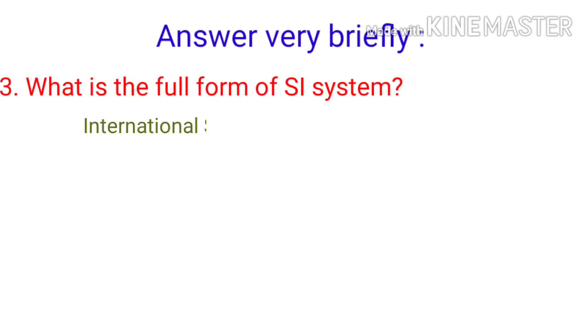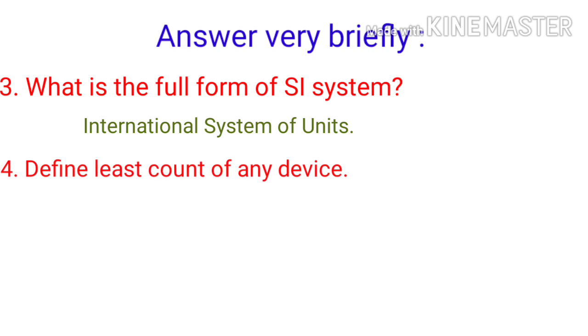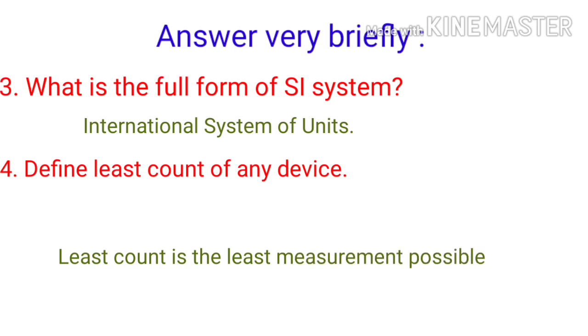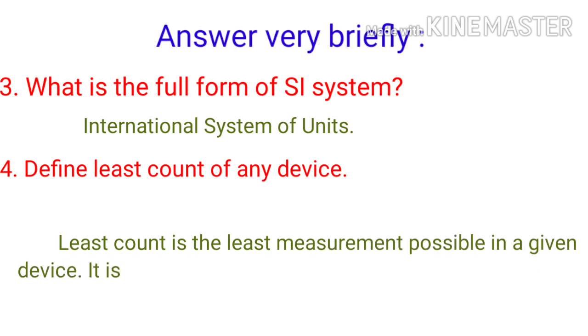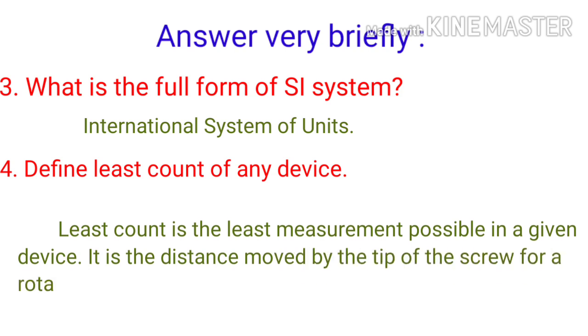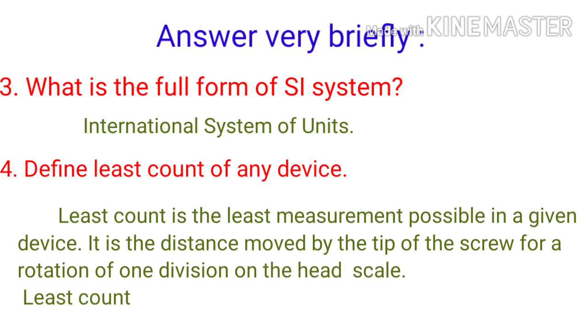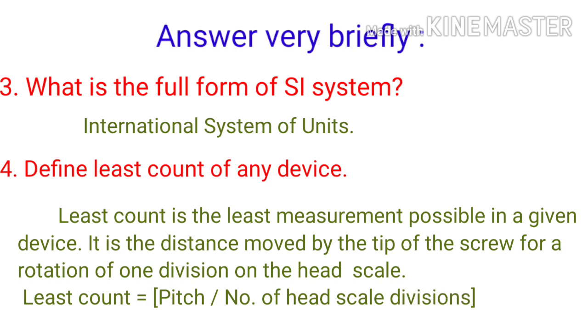Answer, International System of Units. Fourth question, define least count of any device. Answer, least count is the least measurement possible in a given device. It is the distance moved by the tip of the screw for a rotation of one division on the head scale. Least count is equal to pitch by number of head scale divisions.